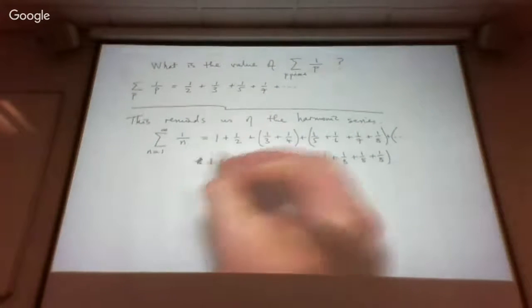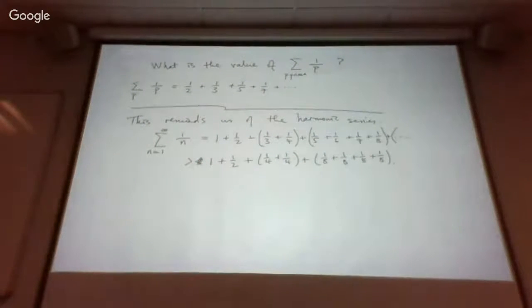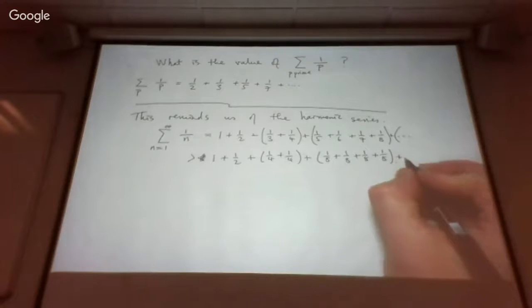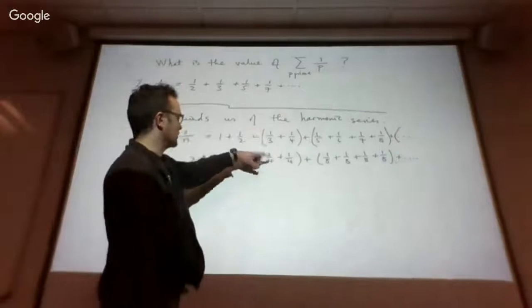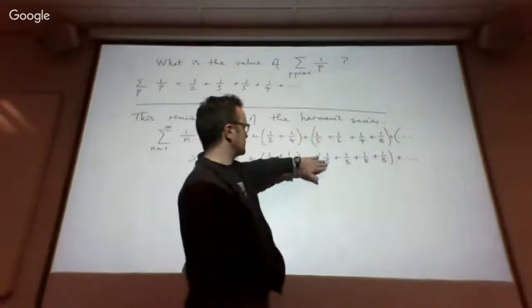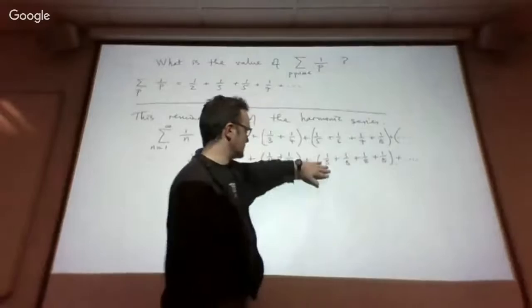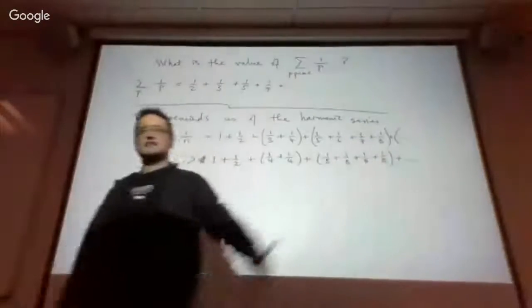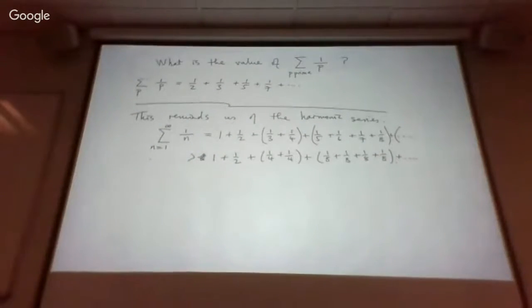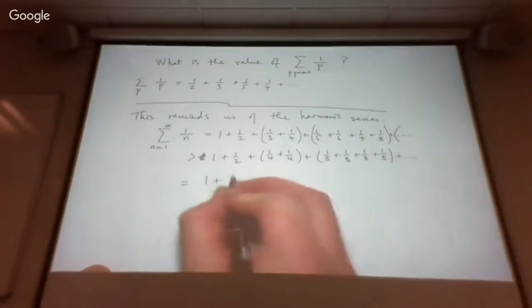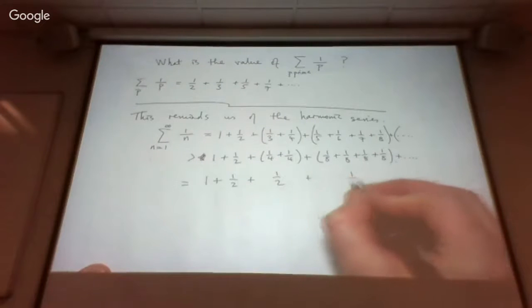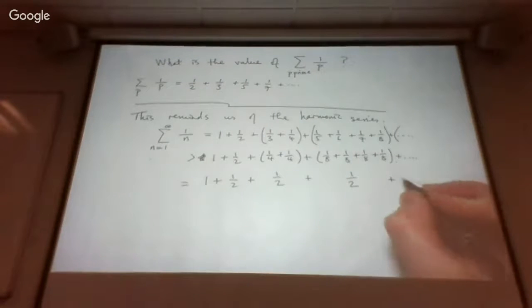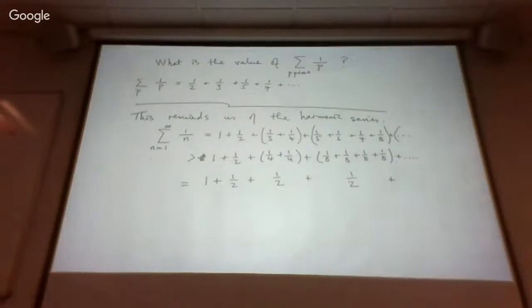So I'm replacing things by things that they are greater than, which makes the whole thing smaller. I replace 1/3 with 1/4, 1/5 with 1/8, 1/6 with 1/8, 1/7 with 1/8, and so on. So you're making the whole series smaller. But this series is 1 plus 1/2 plus, well, 2/4 is a half, 4/8 is a half. The next bracket I would have would be 8/16, which is a half again.